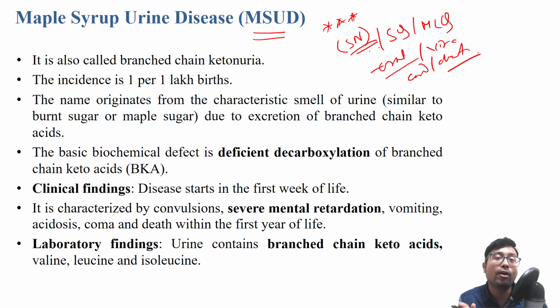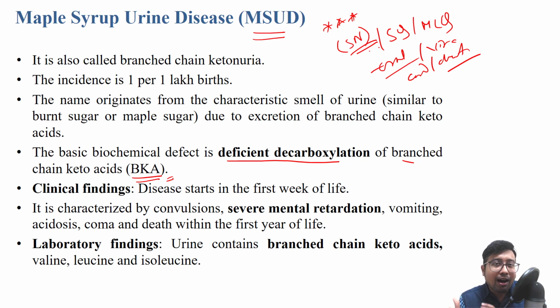It will come in more detail when you are in pediatrics. If you are giving an MD pediatric exam, then all the inborn errors of metabolism in babies come in a lot more detail. Over there you need to diagnose and do all other things. Anyway, so what is the main problem here? The main pathology is deficient decarboxylation of branched chain keto acid.